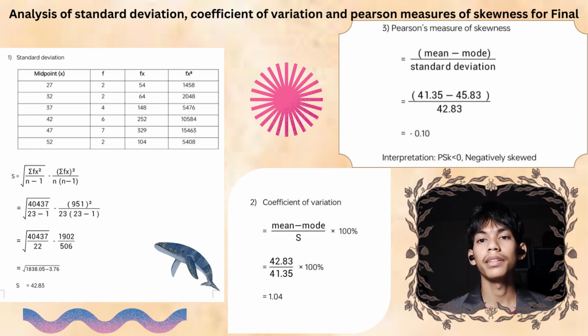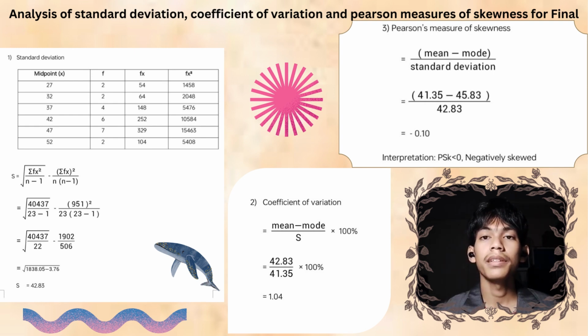Next, let's find the coefficient of variation. Using the formula mean minus mode divided by standard deviation times 100%, refer to the mean, mode, and standard deviation of the final test we found. 42.83 divided by 41.35 times 100%, we will get 1.04 as the answer.